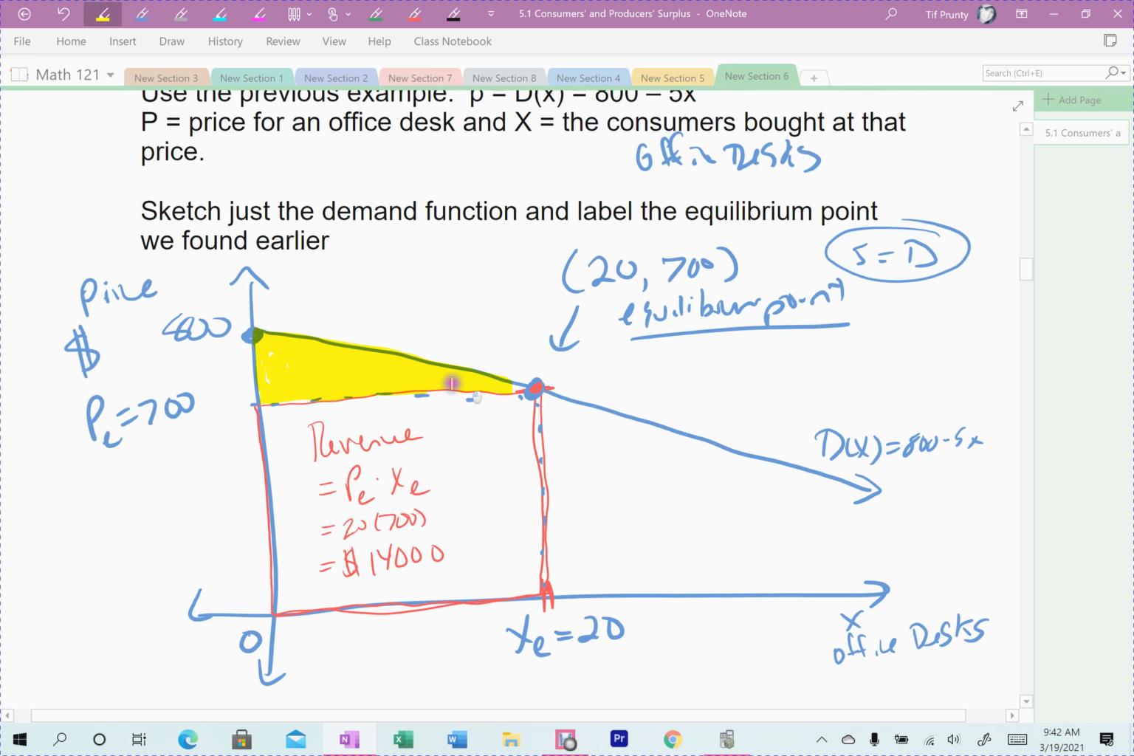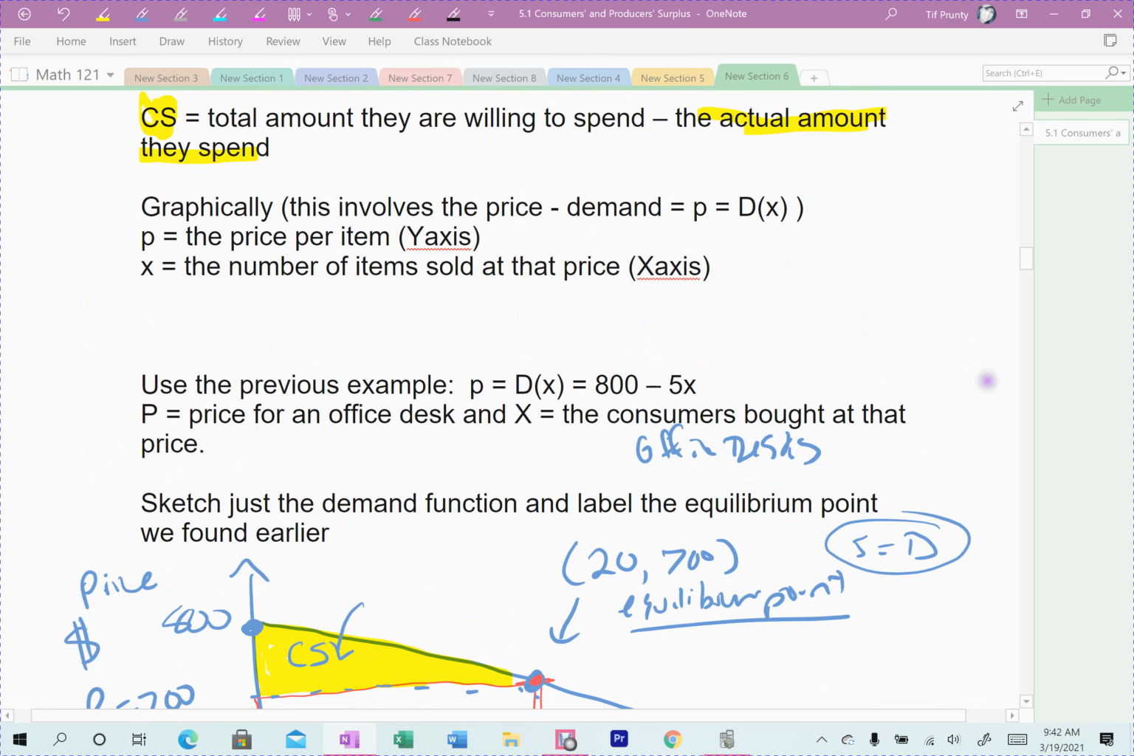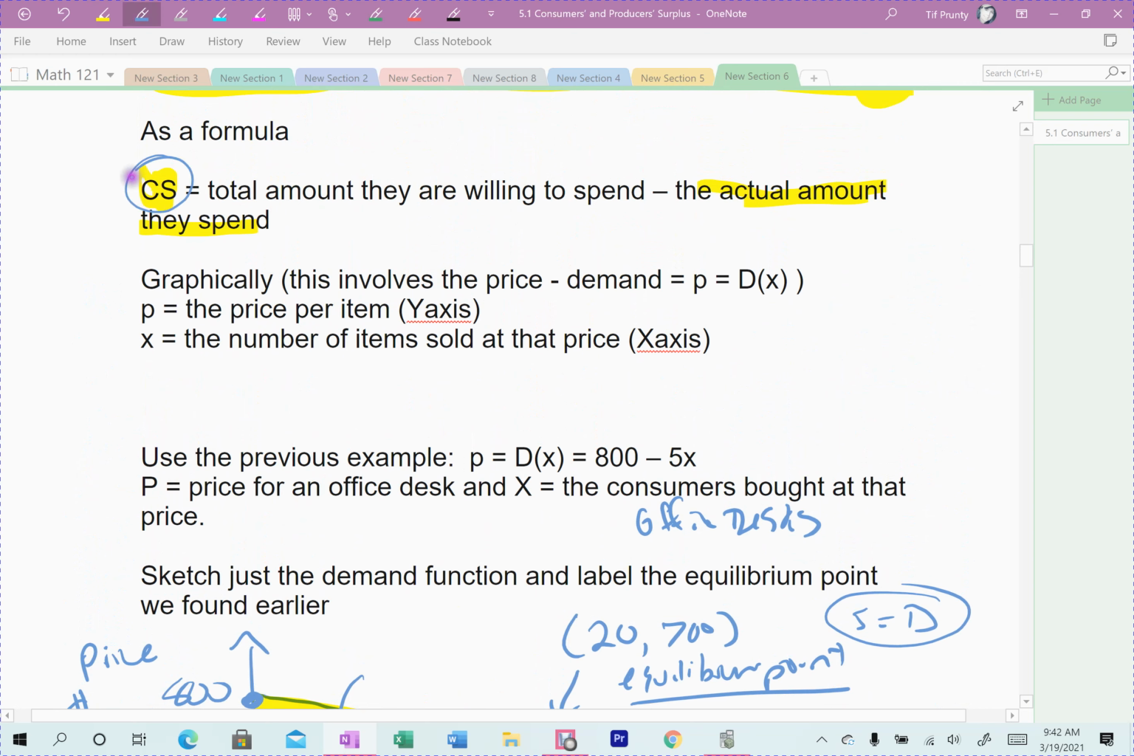But that's this yellow area here. This yellow area would be the surplus. This is the consumer surplus. This is the extra. That area here would be the difference between the total amount they were willing to spend minus the actual amount they spent.